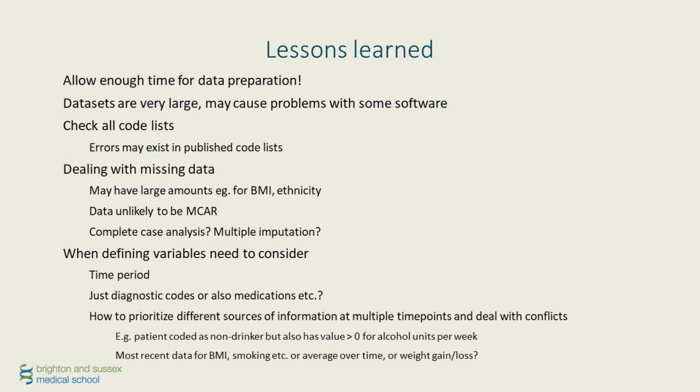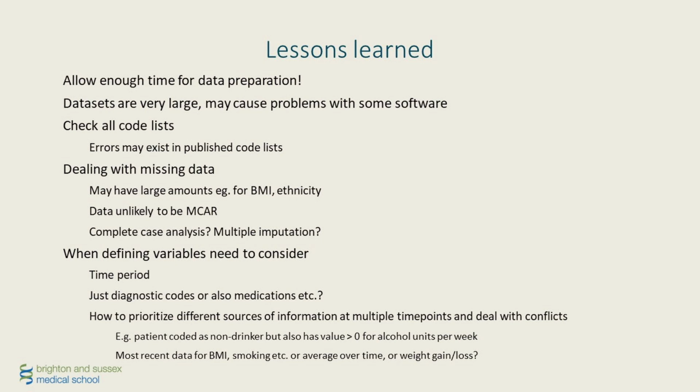You need to check all the code lists you use. There are published code lists, but it's quite common for them to contain errors or to need updating. There may be quite a lot of missing data, particularly for things like BMI and ethnicity, and you need to give some consideration to how to deal with that, because it's unlikely to be missing completely at random. You tend to get a phenomenon whereby the patients who are sicker come in more often and have more things measured on them. So you need to think about what kind of strategy you're going to use, whether to do a complete case analysis or to find some way of imputing those missing values.